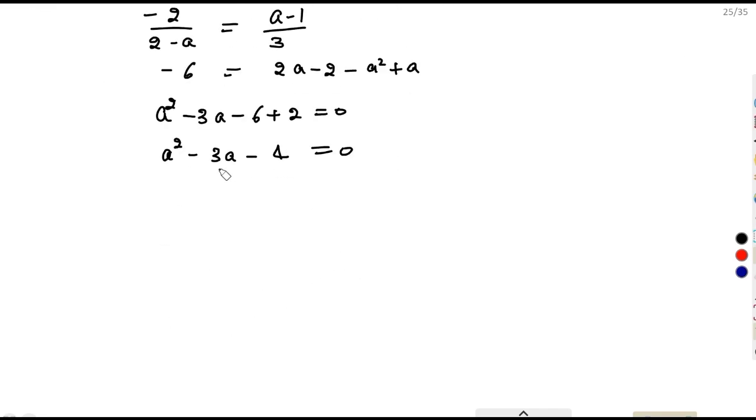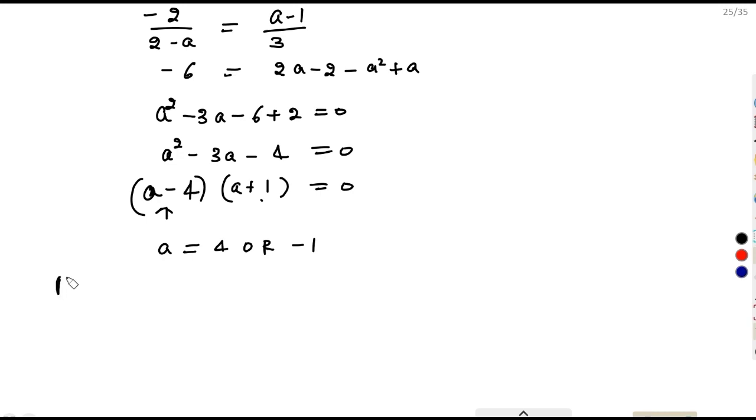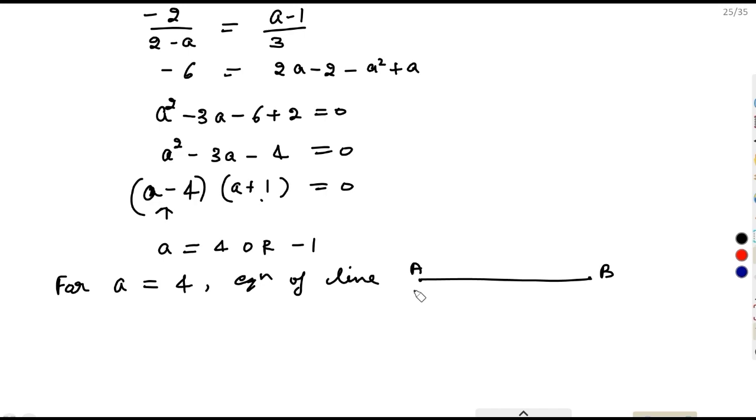Factors of 4 whose difference is 3, 4 and 1. If this is 0, then A is equal to 4, and if this second is 0, then A is equal to minus 1. Now we have to find equation of line. First of all, we are finding equation of line for A is equal to 4. A comma 3, it means 4 comma 3, B is 2 comma 1.